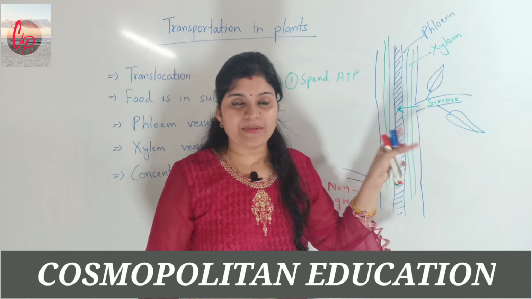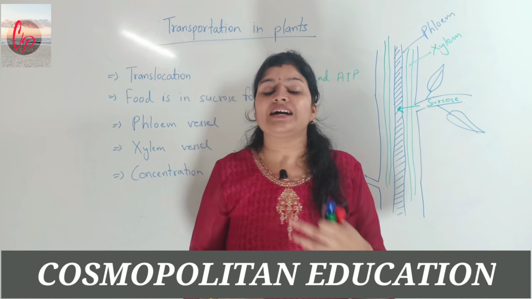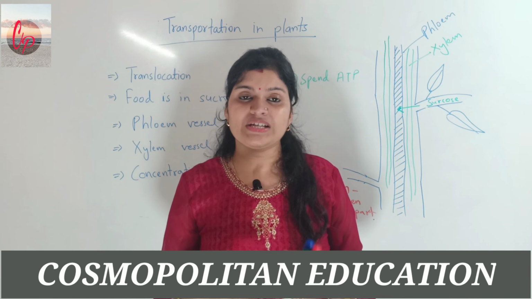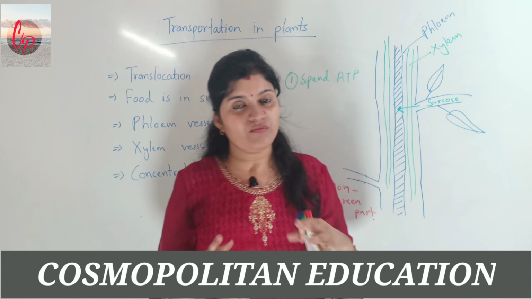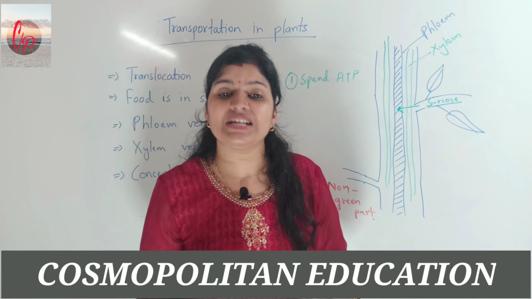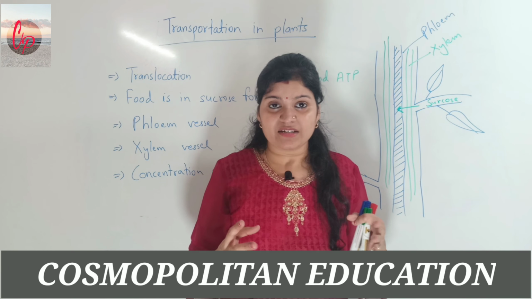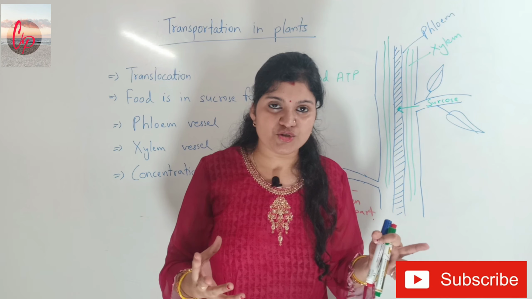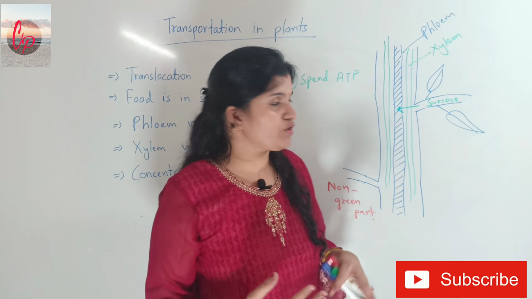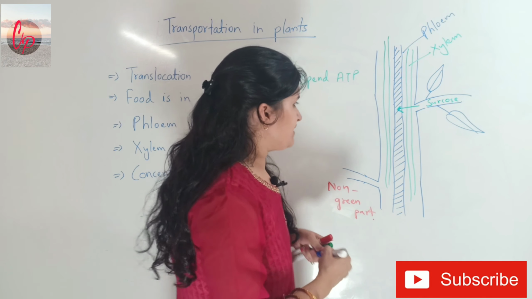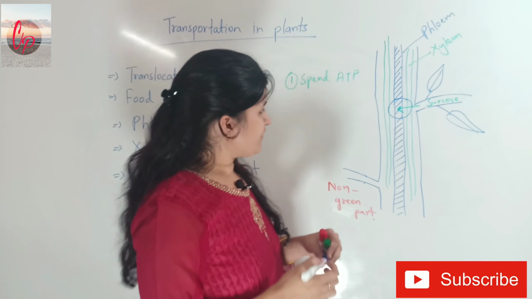As the food enters the phloem vessel, what will happen in this vessel? The concentration of solute will rise, because sucrose is the solute. So there will be a concentration gradient, because earlier there was a normal situation, but as soon as the sucrose has entered the phloem vessel, the concentration of solute has risen in this region. So what will happen now?